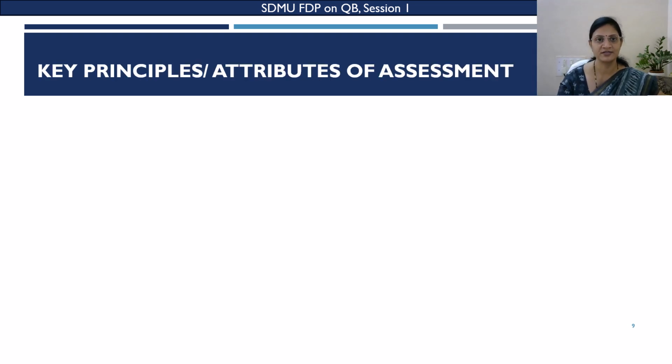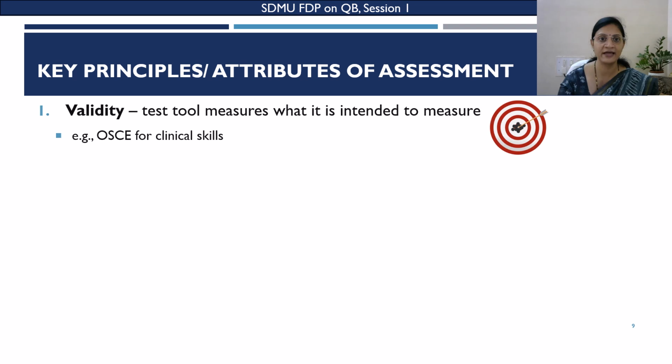Now we'll try to understand the key principles and attributes of assessment. We have to understand this because whenever we are choosing a particular assessment tool, we should know whether the tool we are using will be assessing whatever we are expecting to assess. The first one is validity. Here the test tool measures what it is intended to measure, that is, it hits the bullseye.